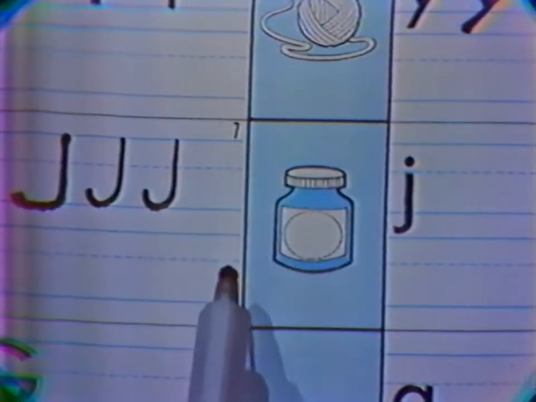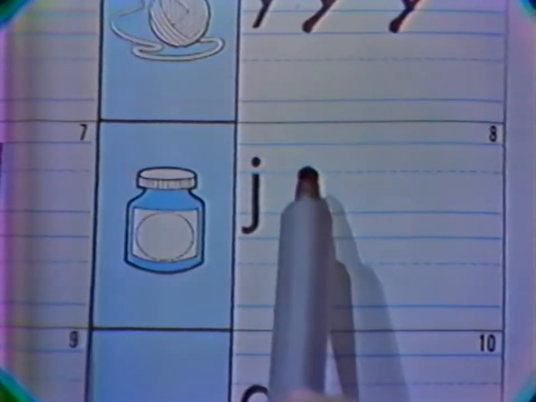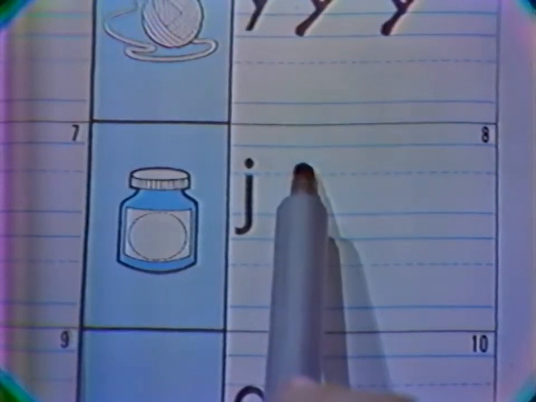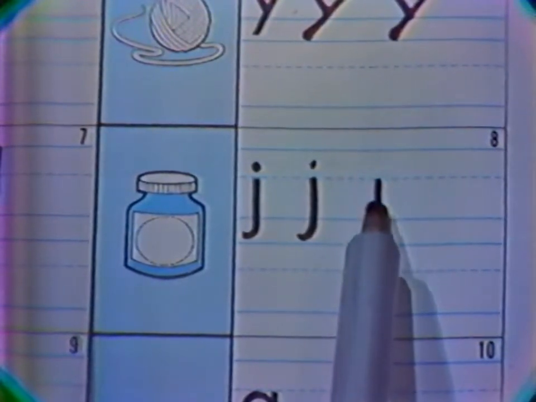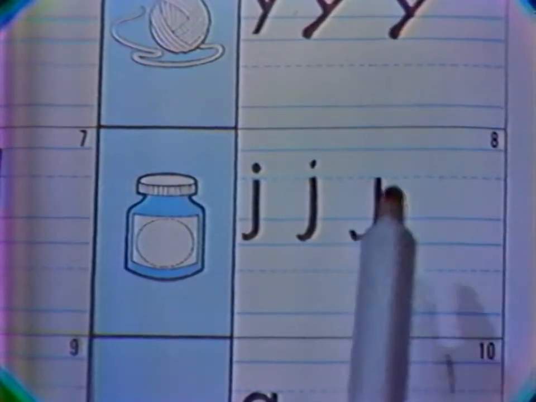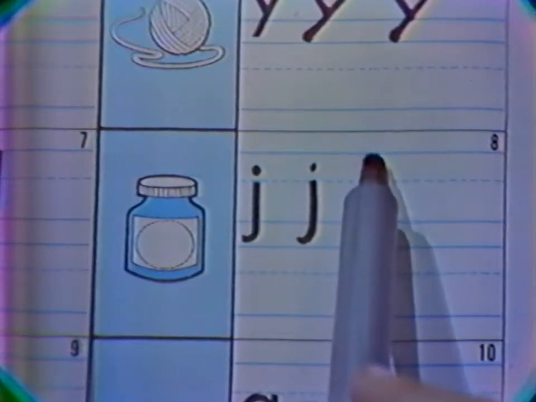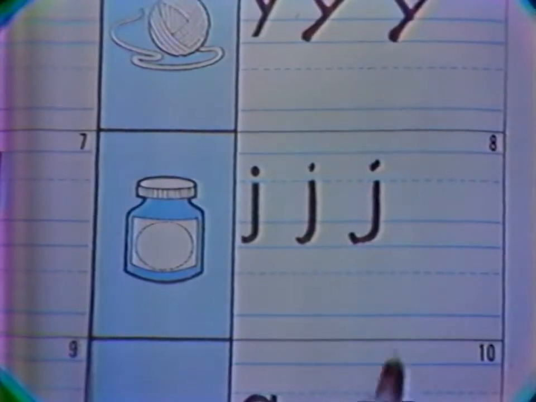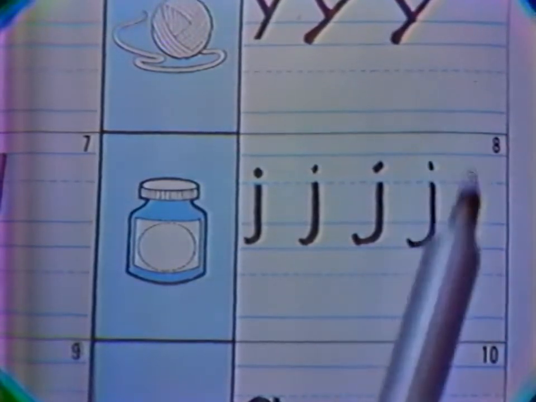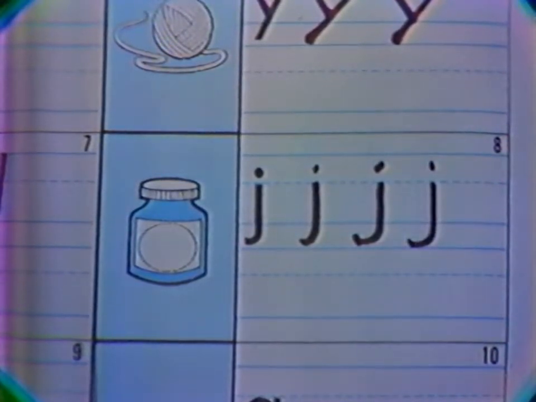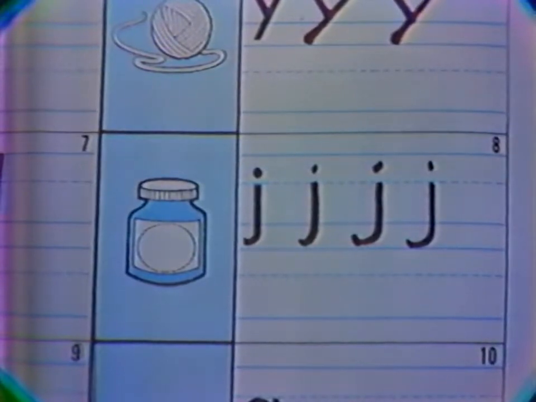Now, how about small j? Well, it's almost the same, except it's small, so we start in the middle of our space. Go down, straight below the line, and curve up a little like this. And small j. Small j is the only letter besides small i that has a dot on top of it. So we dot the top of the small j, and there you are.